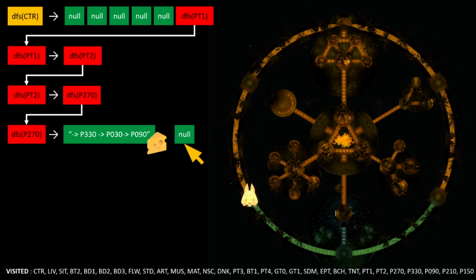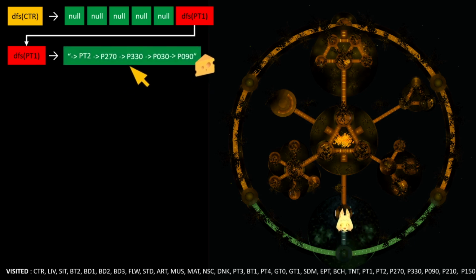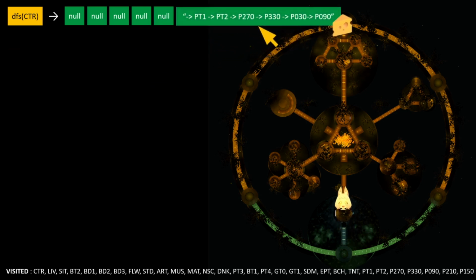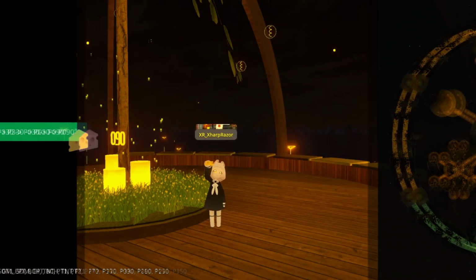So at this point we can see, alright, platform 270 has sign of cheese. So we will record that path. In this case, we can get back to platform 2. Platform 2 has sign of cheese, record the path and all that stuff. Going back to platform 1. Platform 1 also has sign of cheese right now. Record the path, going back to center node. And then finally, center node is the starting point, and then we have the entire path from the center node to the place where we found the cheese, which is platform 90. And there we have it.